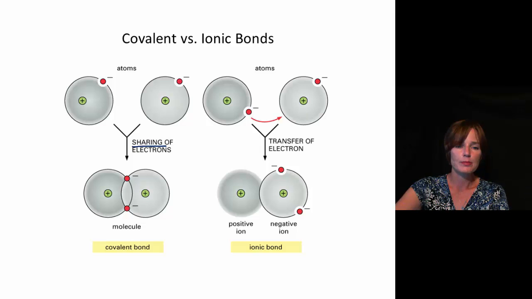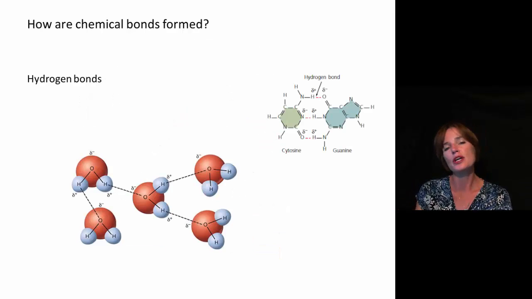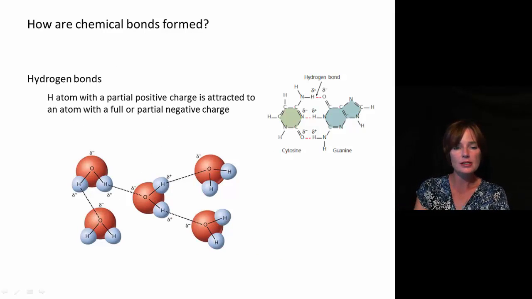One last bond type to talk about and describe is going to be the hydrogen bonds. Hydrogen bonds are bonds that are formed when a hydrogen atom with a partial positive charge, so a region of positive around it, is attracted to an atom that has a full or partial negative charge. This is something that we see very commonly when we're looking at water molecules. Typically, water molecules are not all by themselves. They are in the presence of other water molecules.